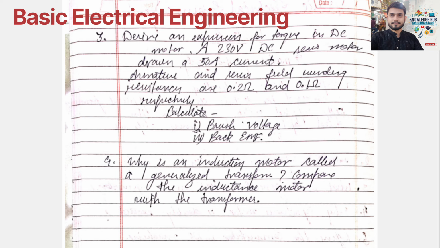A 230 volt DC series motor draws 50 ampere current. Armature and series field winding resistances are 0.2 ohm and 0.1 ohm respectively. Calculate the back EMF. This is all about this third question.